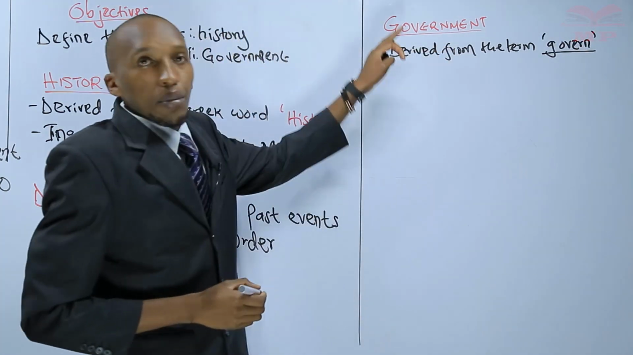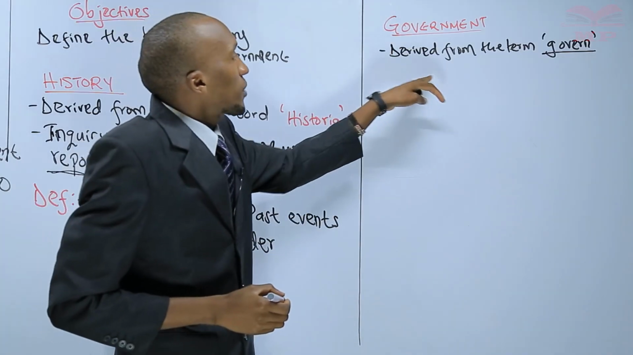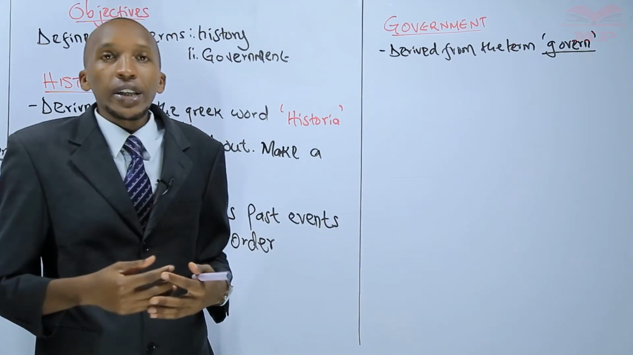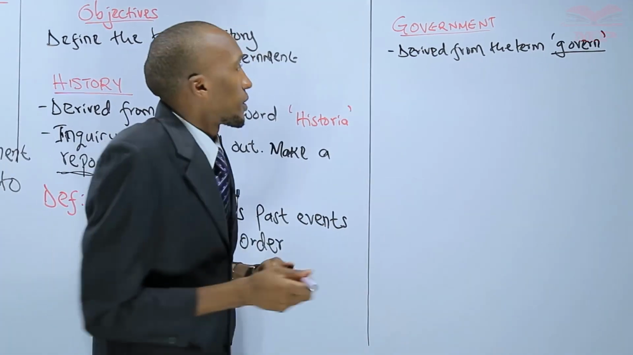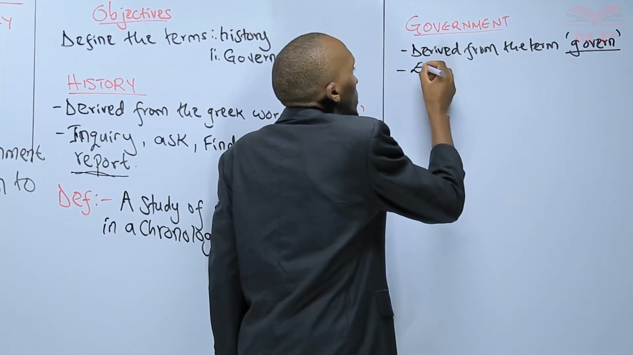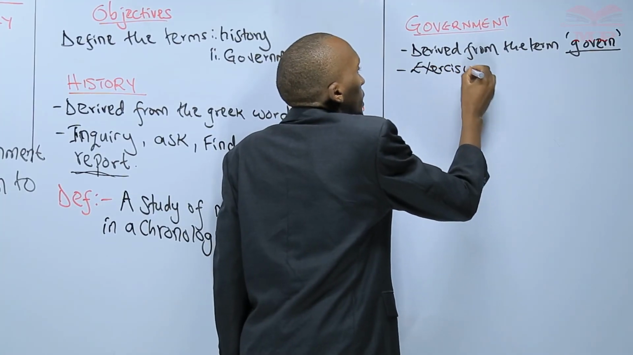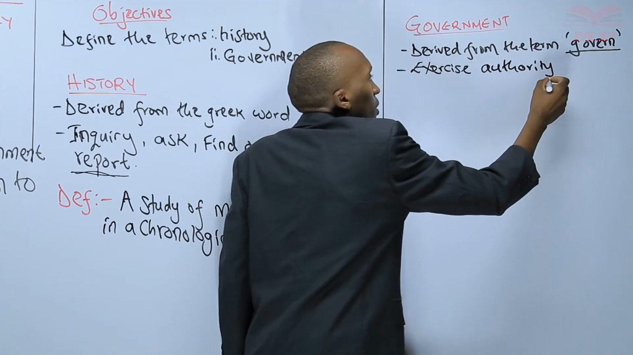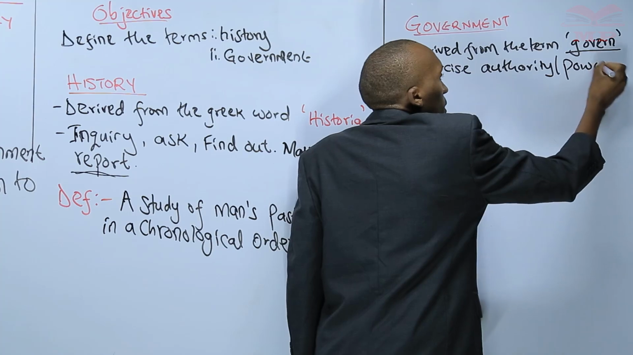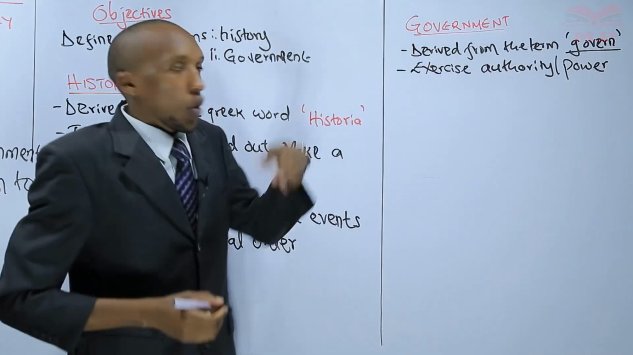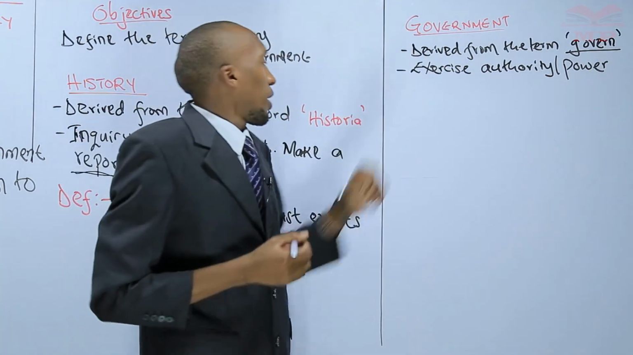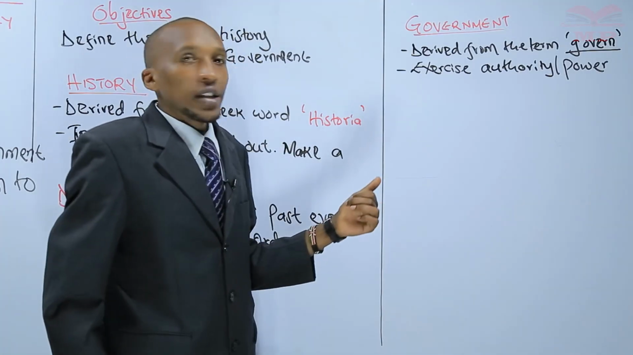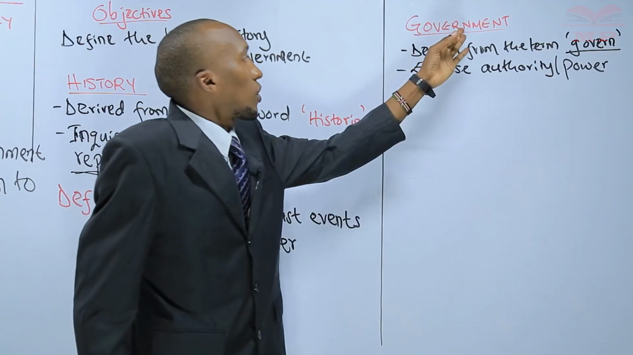So the term government has been derived from the term govern. And what is to govern? To govern is simply to exercise authority. It means to exercise authority or power. That is the term govern. So my dear learner, what do you think is the meaning or the definition of the word government?